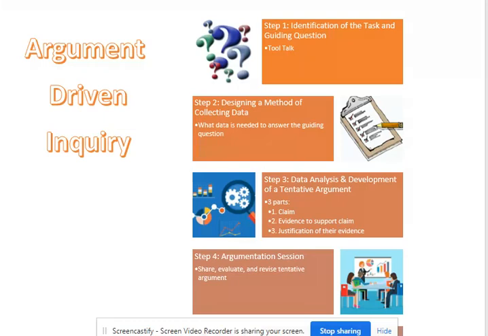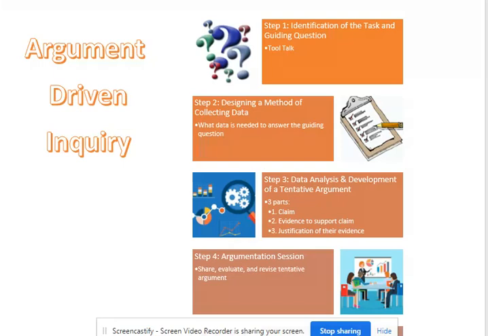The second focus is to generate and evaluate scientific explanations and scientific arguments. The third focus is to understand the nature of scientific knowledge and how scientific knowledge develops over time. And the fourth focus is to participate in scientific practices as well as communicate in a scientific manner.